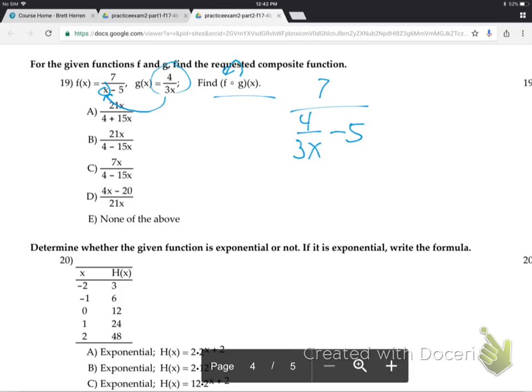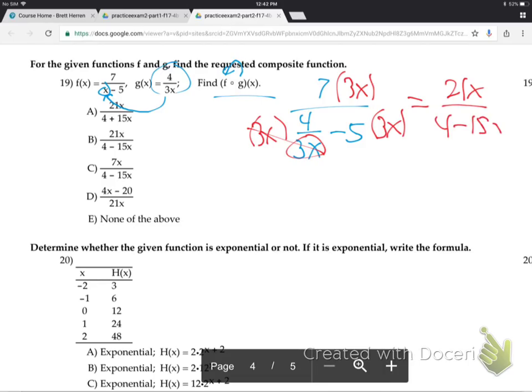Not good? Now, what do you do? We can't leave it that way. We've got to clean it up. What do we do to clean that up? Get rid of the fraction. Yeah, so you multiply by this piece everywhere. So 3x, 3x, 3x. Wham, it's gone. So that's going to be 21x over 4 minus 15x. On to number 20. Is that okay there?